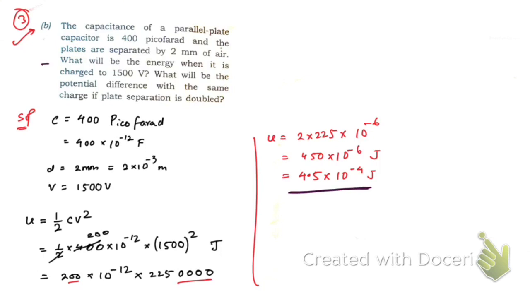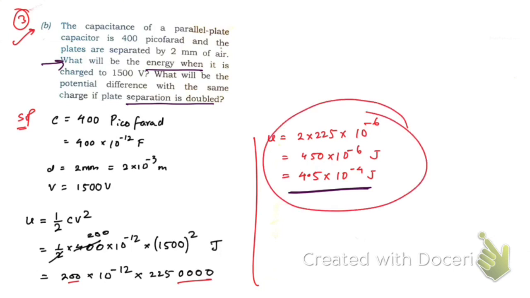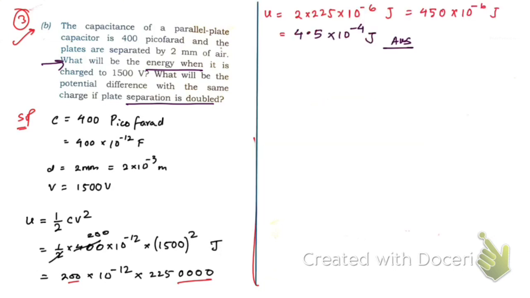So we have got the energy, right? So what will be the potential difference? So what is going to be V, right? If the same charge, if the plate separation is doubled, then what is going to be the potential? So let's find that one first. So here you see, just wait, let me clear this, and let me write this part here above. Just wait.